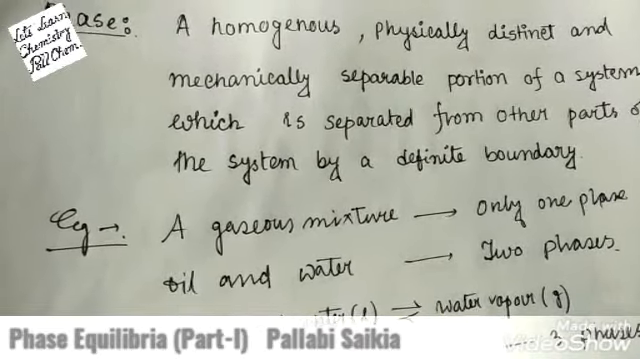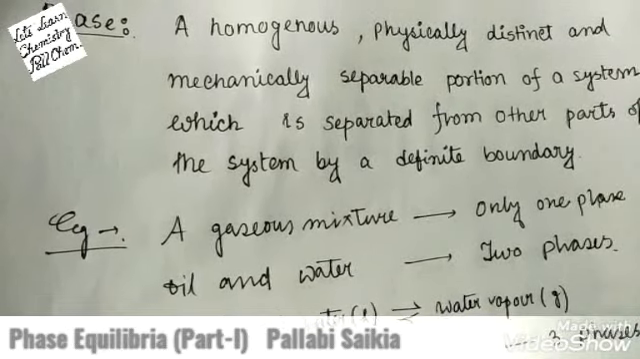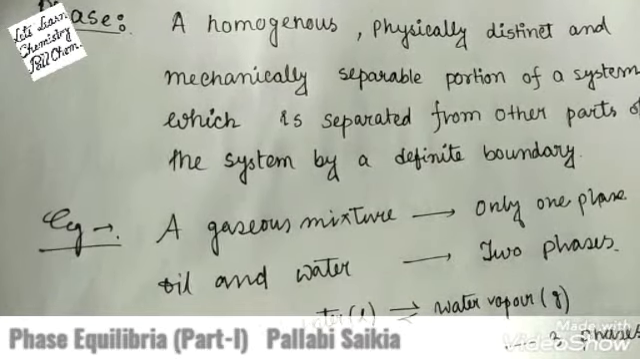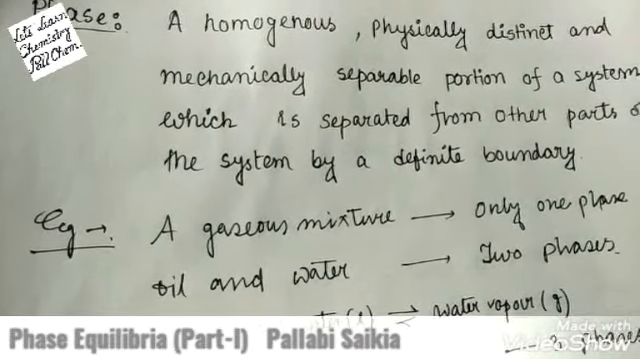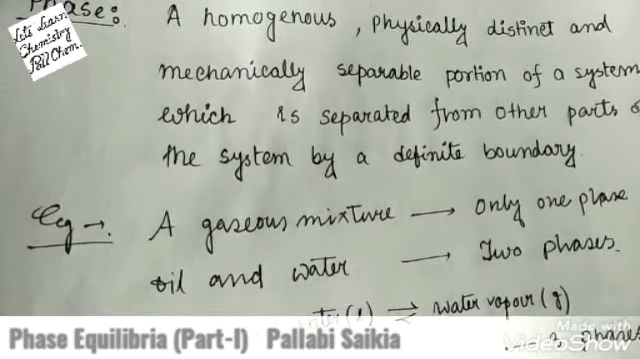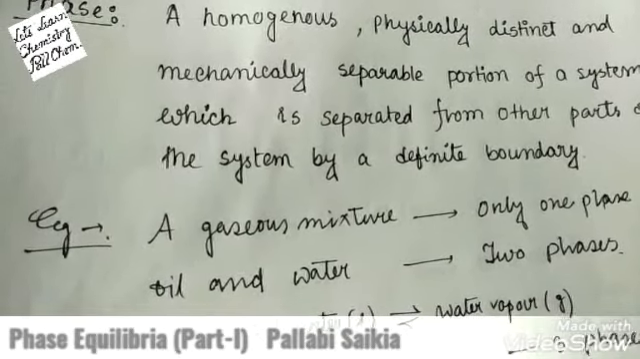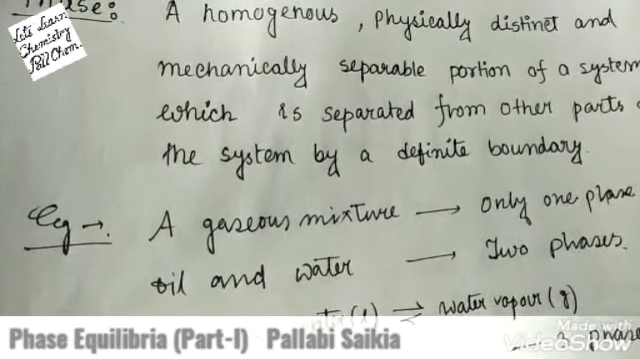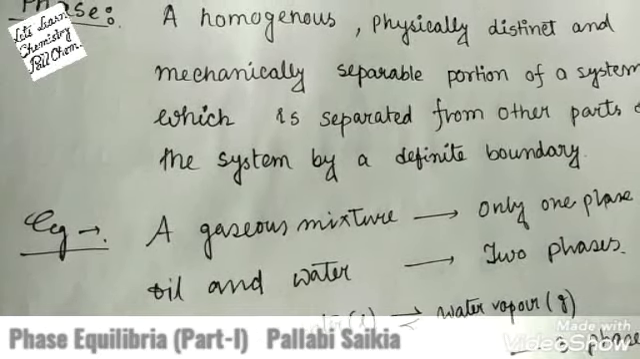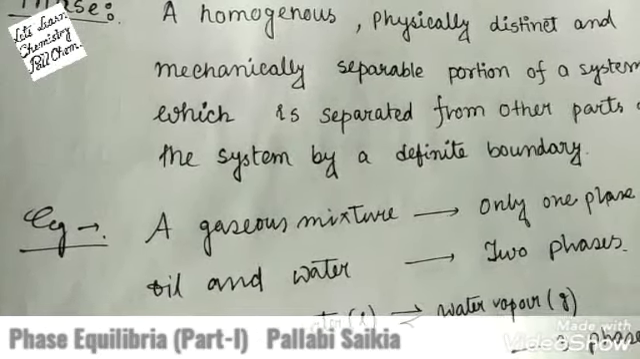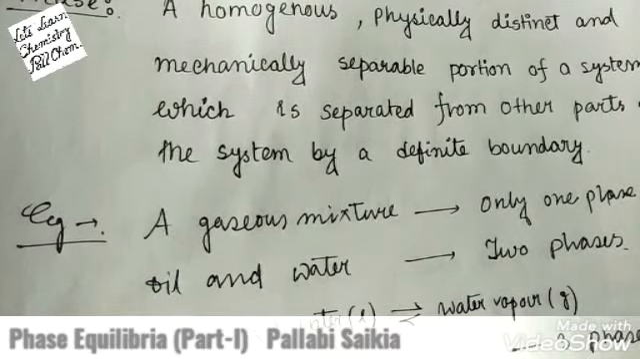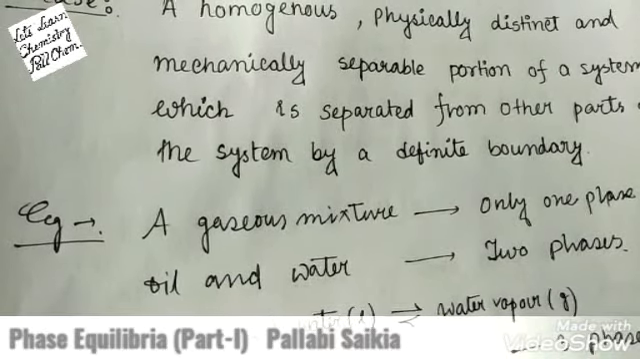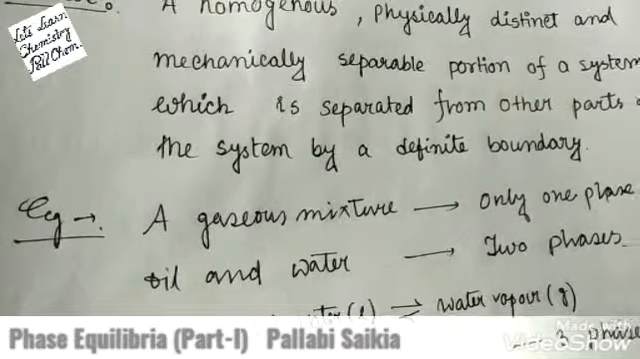Hence, a phase is a homogeneous and physically distinct portion. Ice is distinct from water, water is distinct from water vapor, and they are mechanically separable. Ice can be separated from water, water can be separated from water vapor. Similarly, an oil and water system exists in 2 phases, one is oil, one is water. In a gaseous mixture, there is only one phase, that is gas.